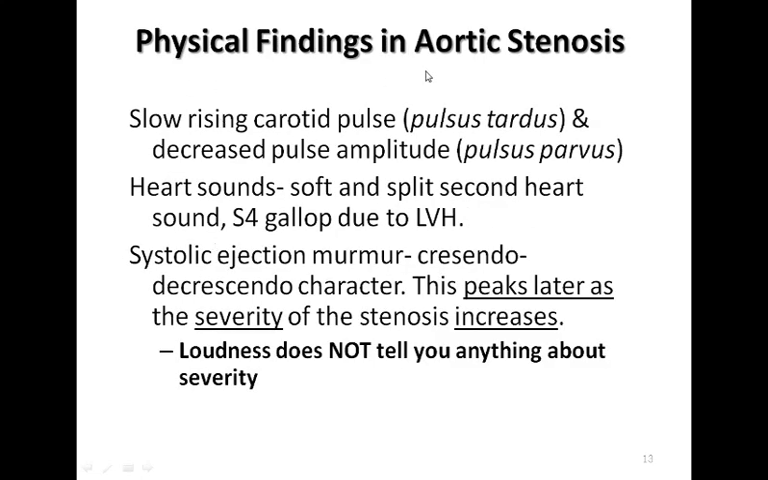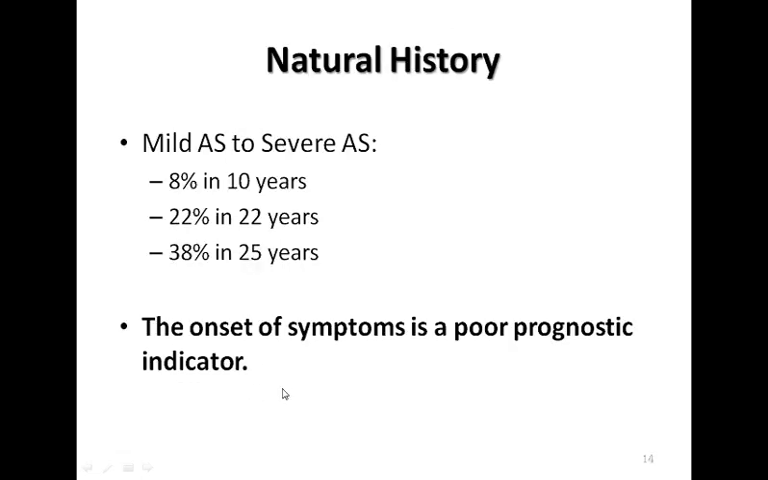The physical findings of a patient with aortic stenosis: pulse, a slow rising carotid pulse, we call it pulsus tardus, and decreased pulse amplitude, we call it pulsus parvus. Heart sounds: soft and split second heart sound, and an S4 gallop due to left ventricular hypertrophy can be heard. And there will be an ejection systolic murmur, which is crescendo-decrescendo in character. This peaks later as the severity of the stenosis increases. Remember, loudness does not tell anything about the severity of the stenosis.